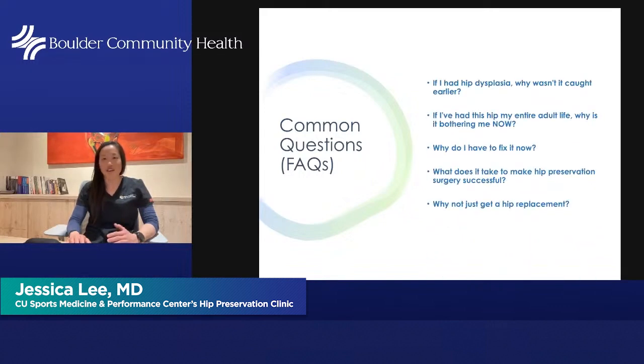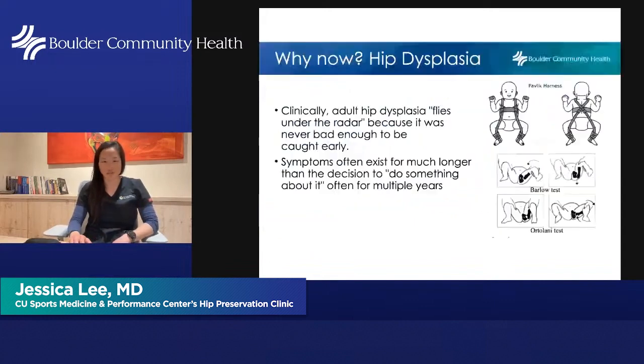These questions are: if I had hip dysplasia, why wasn't it caught earlier? And if I've had hip dysplasia my entire adult life, or FAI, why is it bothering me now? Why am I suffering from the symptoms now? Why do I have to fix it now? And what does it take to make hip preservation surgery successful? And then to that point, why not just get a hip replacement? So I'll answer all these questions.